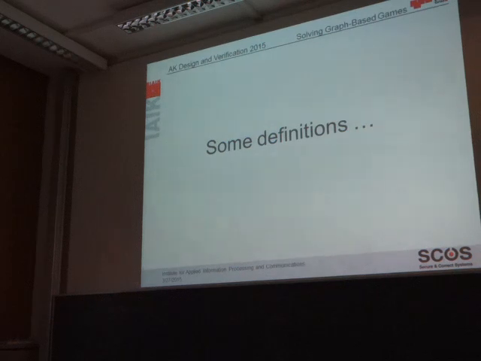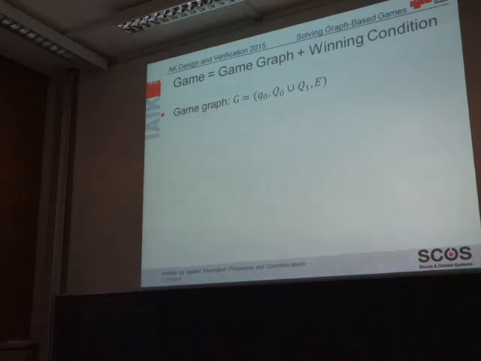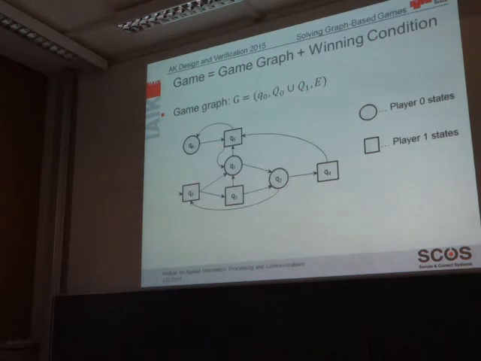So let's start with some definitions, which is mostly a repetition of what we already discussed last week. So remember that the games that we are dealing with here are games on graphs, and they are defined by 2 components. First of all, a graph, and second, a winning condition on this graph. The graph is quite a standard graph. It has a certain set of states. It has one special initial state, which is called Q0 here. The special thing is that the states of this graph are divided into 2 different kinds of states.